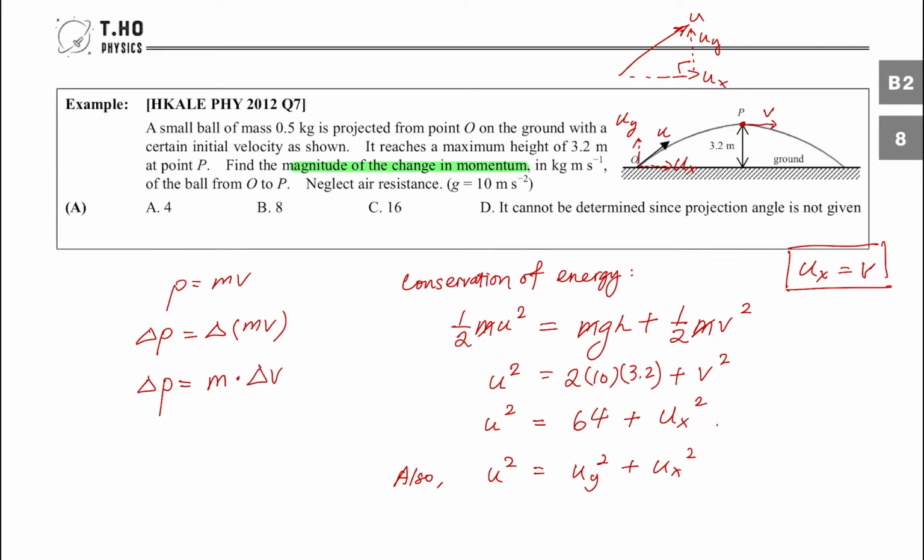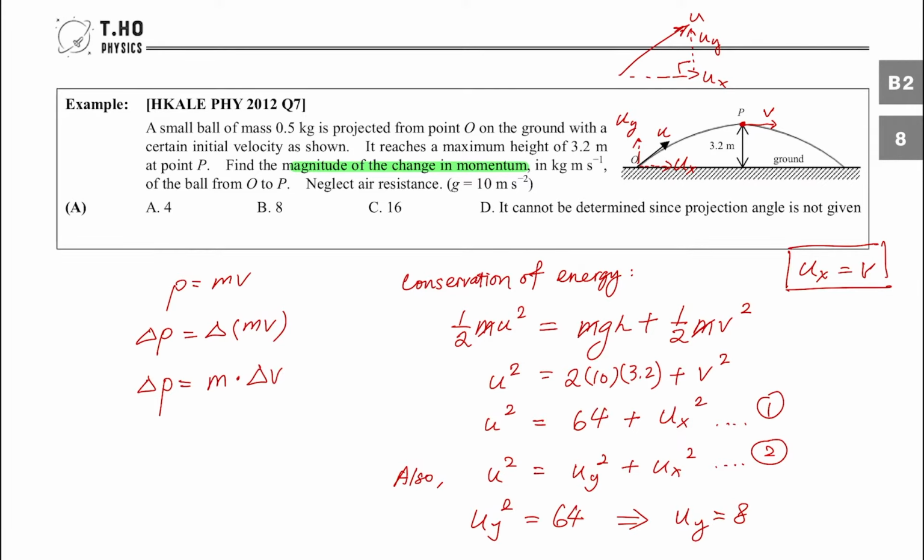Now, when you have these two equations and you compare between them, you know instantly that uy squared would be equal to 64, and that means uy is equal to 8. We will know the vertical component of the initial velocity. However, how does that help us to calculate the change in velocity? We are almost there. Let's consider the change in velocity.